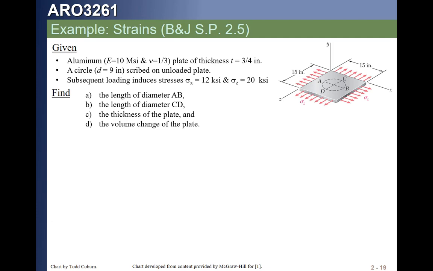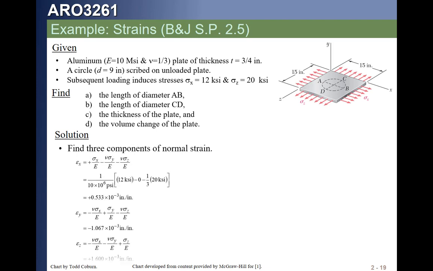AB's lengthening is calculated from Hooke's law, and DC's is calculated by accounting for our Poisson's ratio. Now that stress in the Z direction is going to cause DC to lengthen and AB to shorten. So we're going to need to account for all of this if we want to understand what those dimensions are after or during loading. Okay?